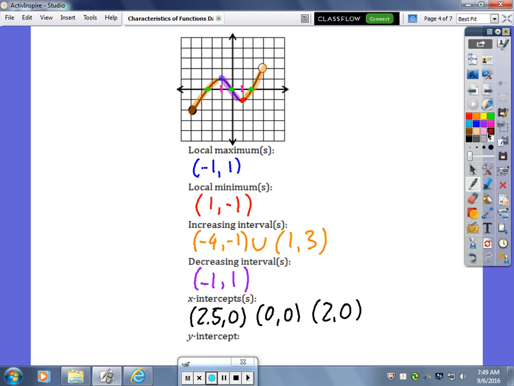Let's find our y-intercept. Our y-intercept is here also and has the coordinates 0 and 0 because our graph crosses at the origin. Whenever a graph crosses at the origin, that means that that's both an x-intercept and a y-intercept. Remember that. That makes life easier.